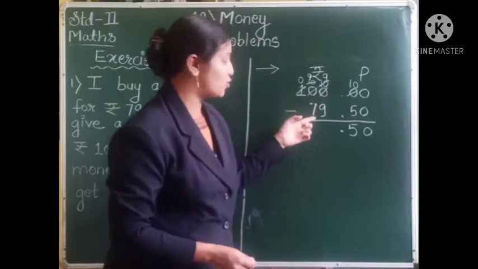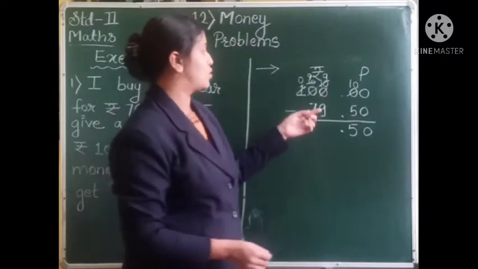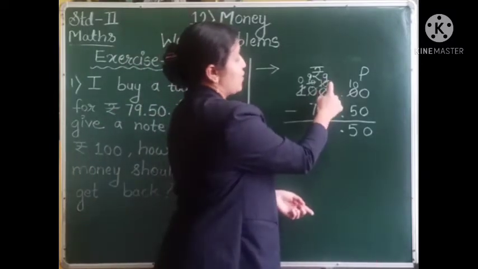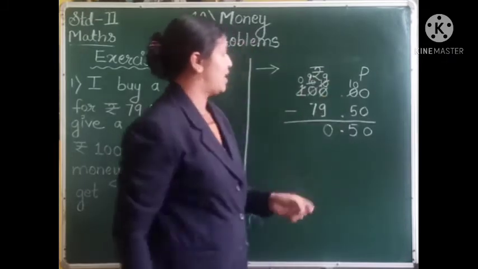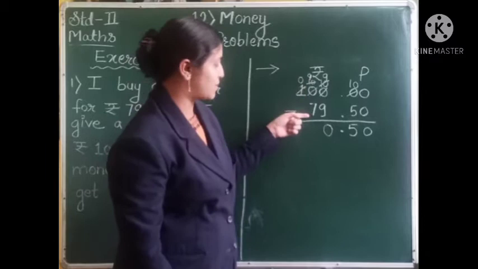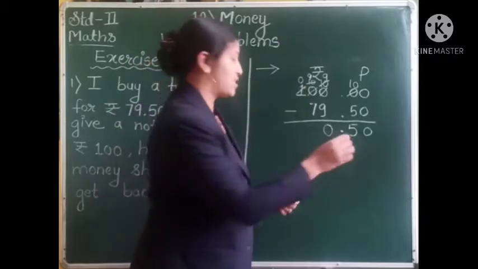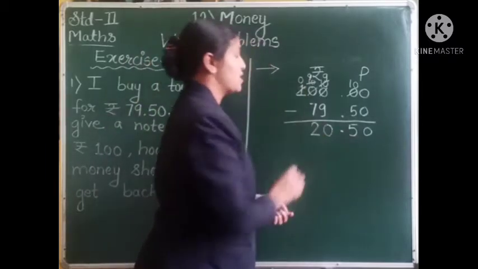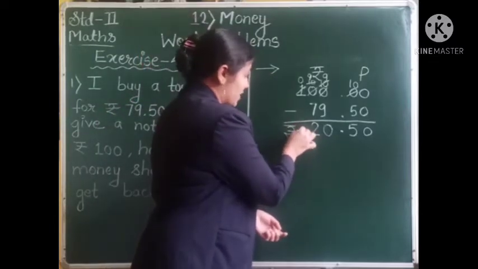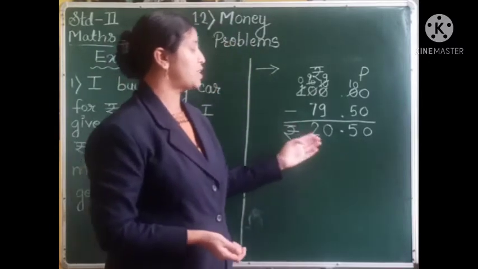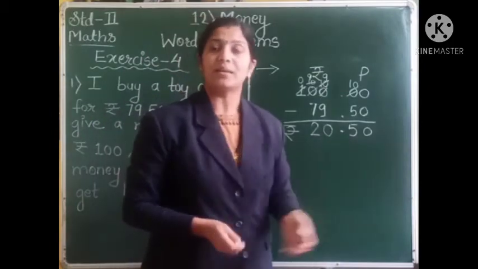Now let us move on to the rupee column. So here you can see, here we have a 9. From 9, if I subtract 9, I get a 0 here. And from this 9, if I subtract 7, I will get the answer 2. So what is the amount that the boy is going to get back from the shopkeeper? It is rupees 20.50 paise.